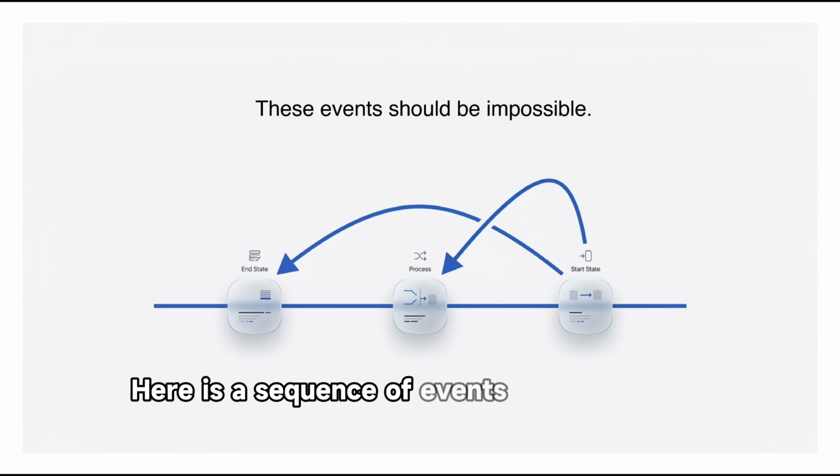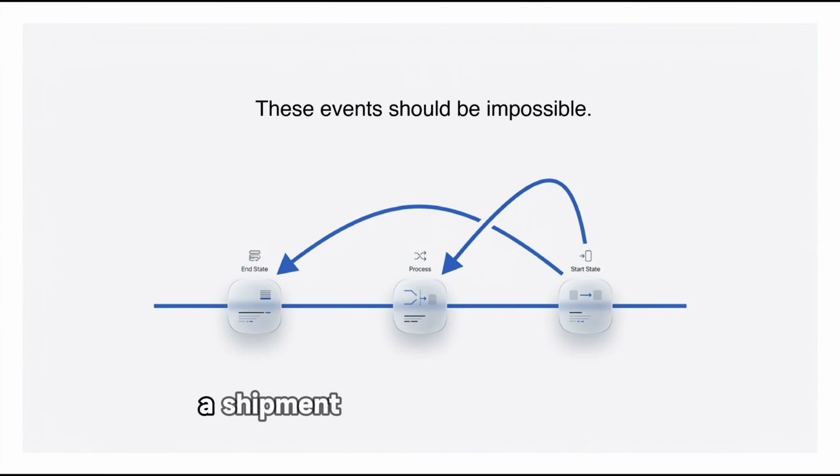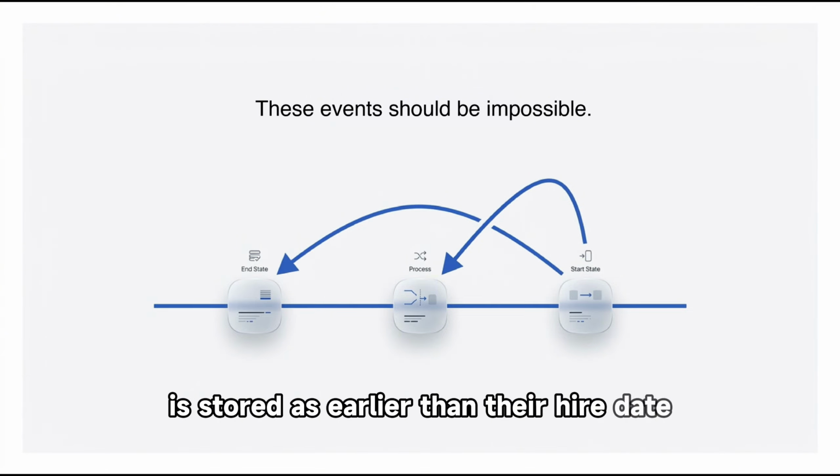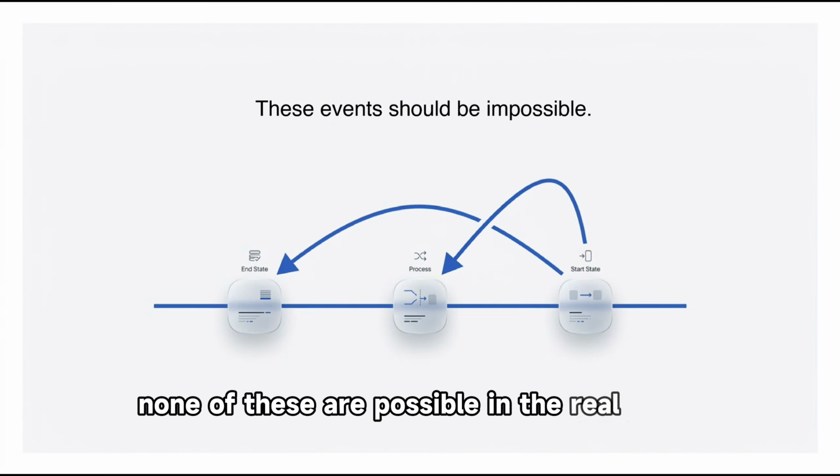Here is a sequence of events that should be impossible. A shipment is marked as delivered before it was ever marked as dispatched. A payment is recorded as refunded before the original payment was processed. An employee's termination date is stored as earlier than their hire date. None of these are possible in the real world.